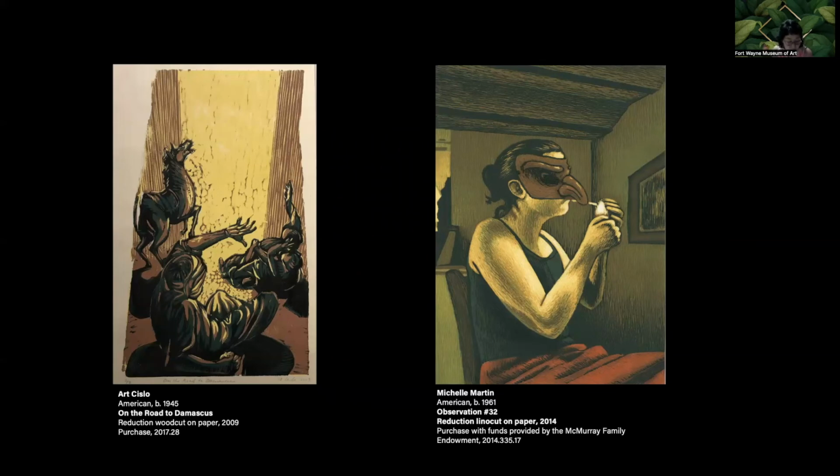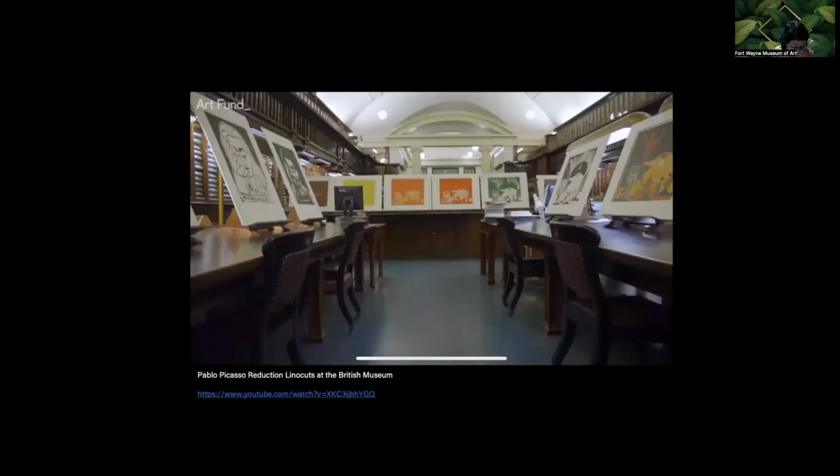Art Sislo and Michelle Martin's works display a range of effects possible using this technique. Sislo's use of colors and forms is bold, whereas Martin utilizes numerous layers of color with fine hatching. Pablo Picasso was a master of making reduction linocuts later in life when he was living in southern France in Vallauris. The local printer suggested he use linoleum, and I've included a link to a video produced by the British Museum that goes through the process print by print.